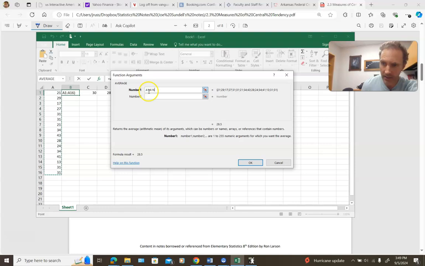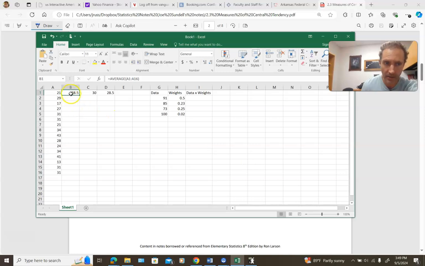And it's telling Excel to go from A1 all the way down here to A16. That's where your data is listed. And so when it goes to find the average, it'll be referencing all the data that's in these cells. And then click OK. You can see it'll give us 28.5.